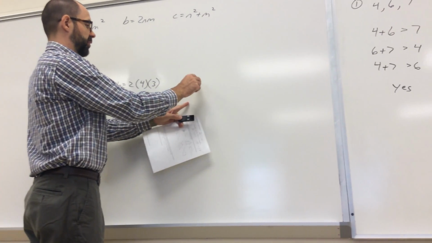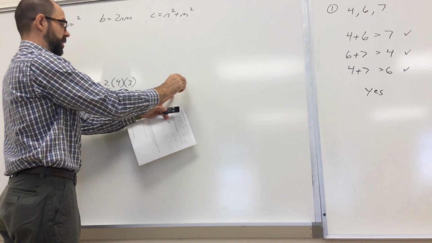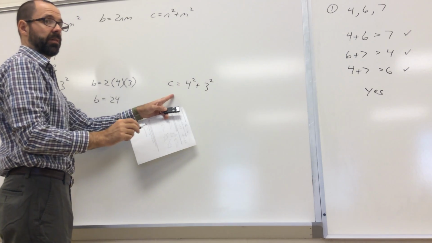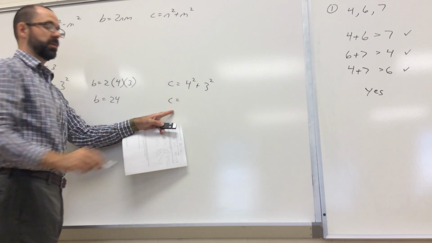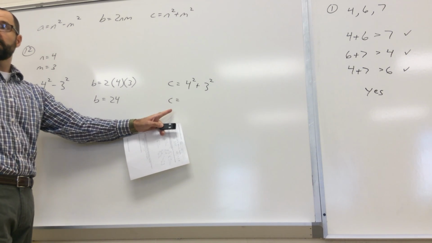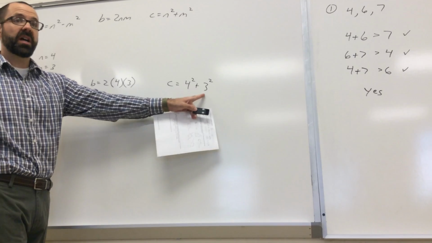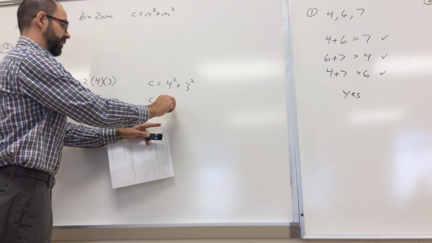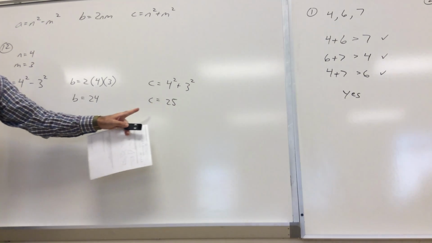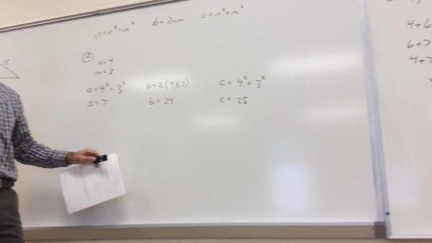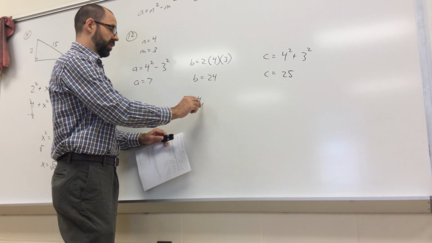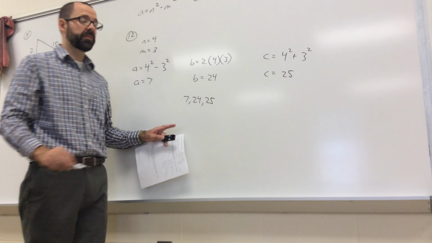Okay, now for my third number, we're calling that C, and that's n squared plus m squared. So that would be 16 plus 9, which is 25. Okay, so now I've got three numbers. They are 7 and 24 and 25.